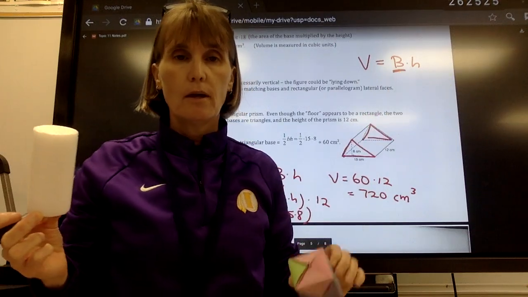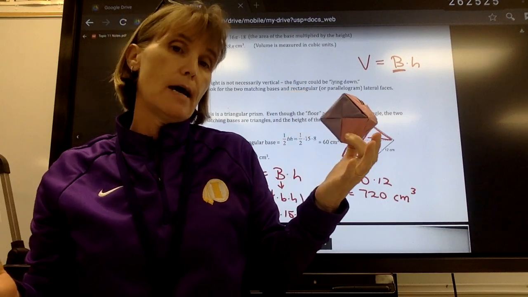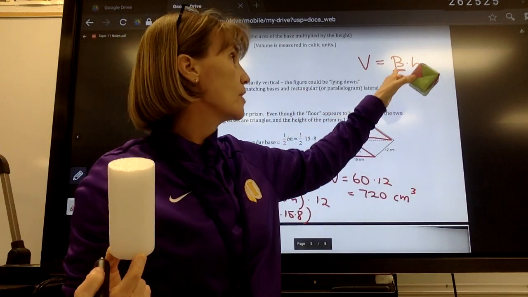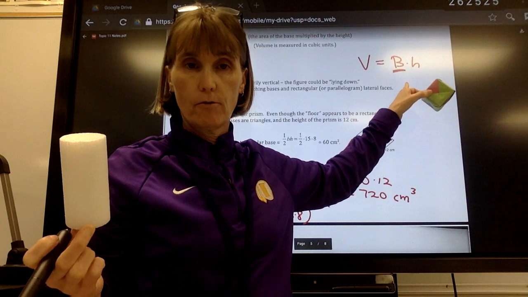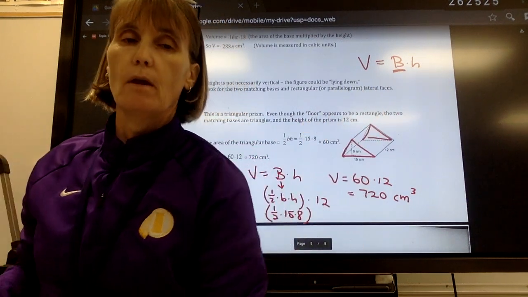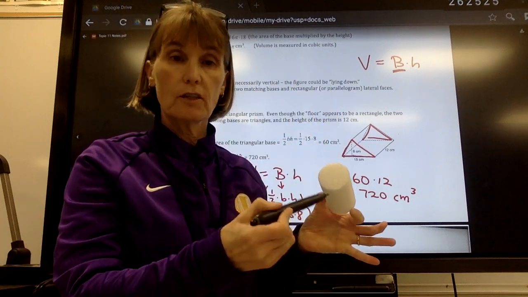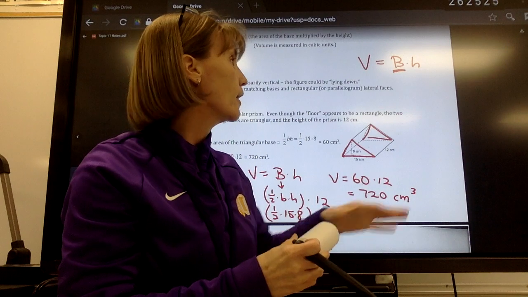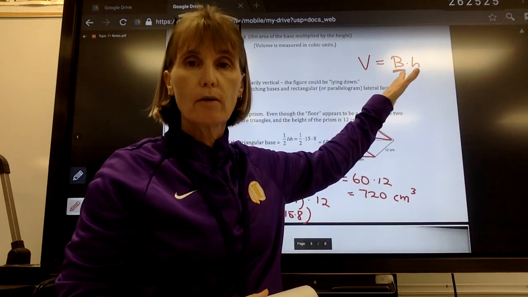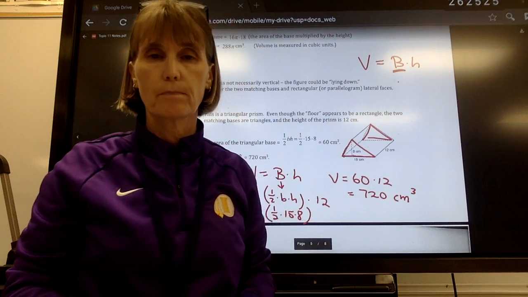If the base of this were an octagon, then you'd have to use that 1/2 apothem perimeter formula to find the area of the base. And then we just take it times the height. For all of your cylinders, your bases are going to be circles. That's why they're cylinders. So you're going to have to use pi times radius squared to find your B, your base. And then take it times the height of the cylinder.